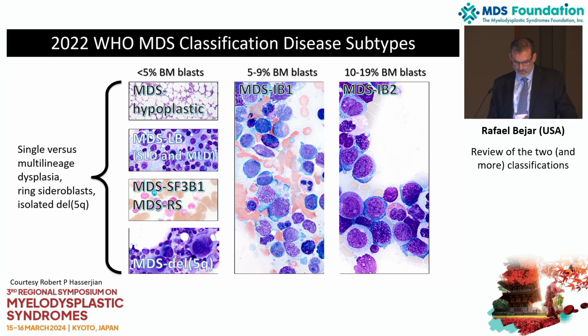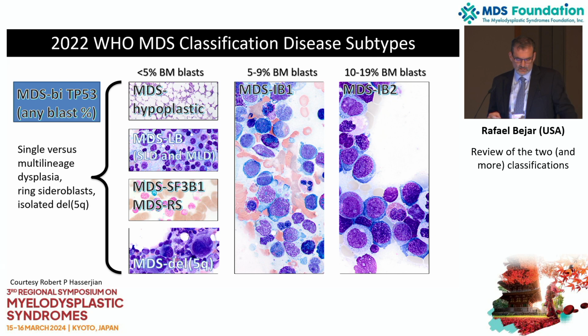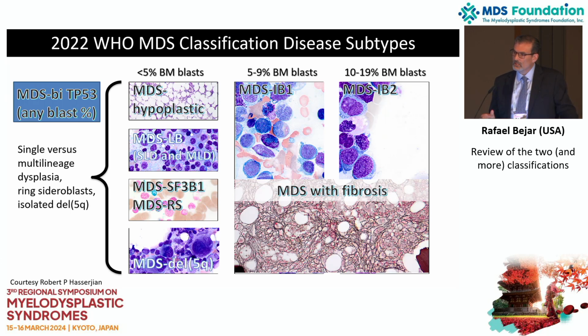We have the old MDS with del5Q, and we have another new category, very relevant to Dr. Daver's talk, MDS with biallelic TP53 mutation, and this is irrespective of the blast count in MDS. And finally, the WHO also has a group for those patients that do have increased blasts that deals with MDS with grade 2 or 3 fibrosis.